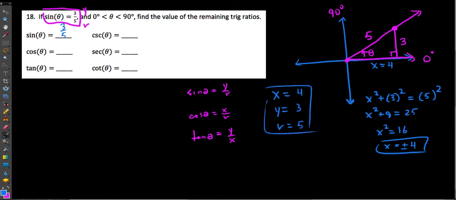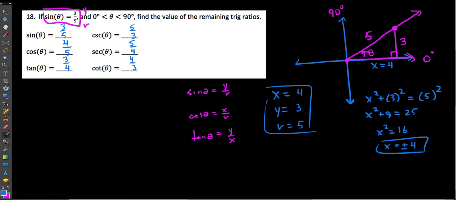Given these ratios, we can set up the remainder of our trig ratios. Our cosecant would be the reciprocal of sine, so 5 over 3. Our cosine is x over r, so since our x value is 4 and our r value is 5, we get 4/5, and therefore our secant is 5/4. Then our tangent would be y over x. Our y value is 3 and our x value is 4, so tangent is 3/4, and we would get its reciprocal, 4/3, as our cotangent value.